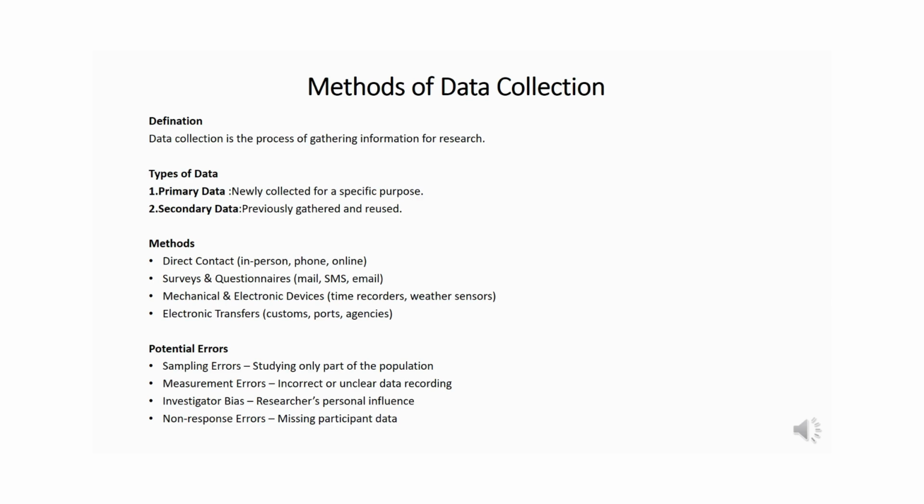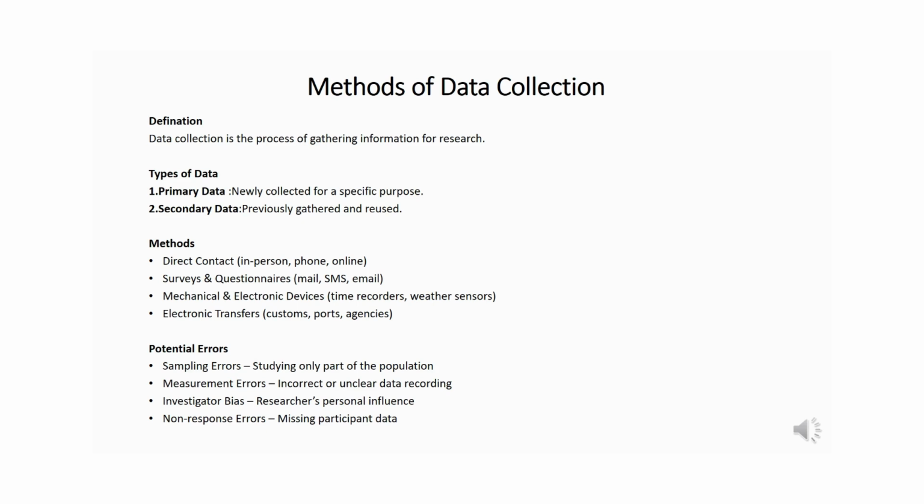There are mainly two types of data, primary data and secondary data. Primary data is newly collected for a specific purpose, while secondary data refers to previously gathered information that is reused. Various methods are used to collect data, such as direct contact through in-person meetings, phone calls, or online interactions.